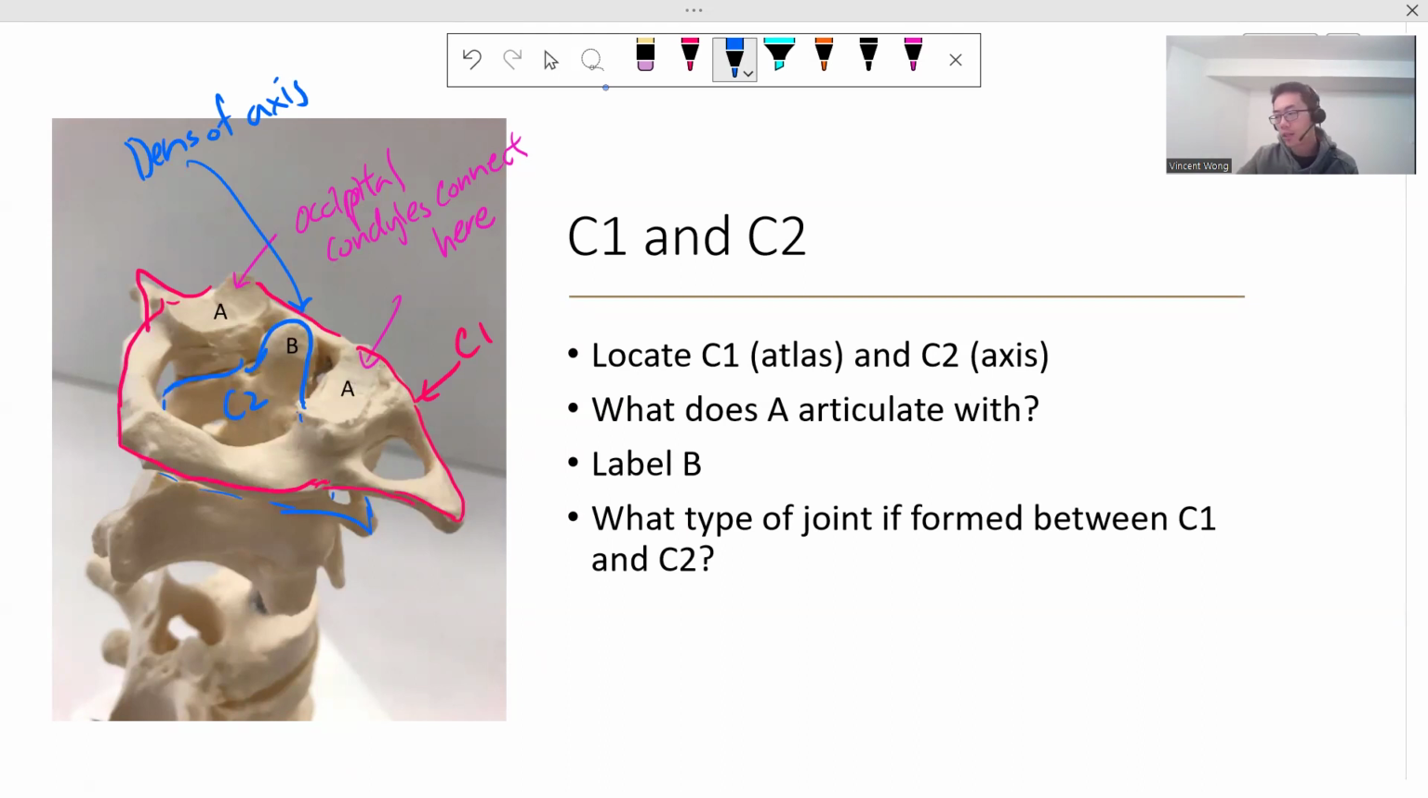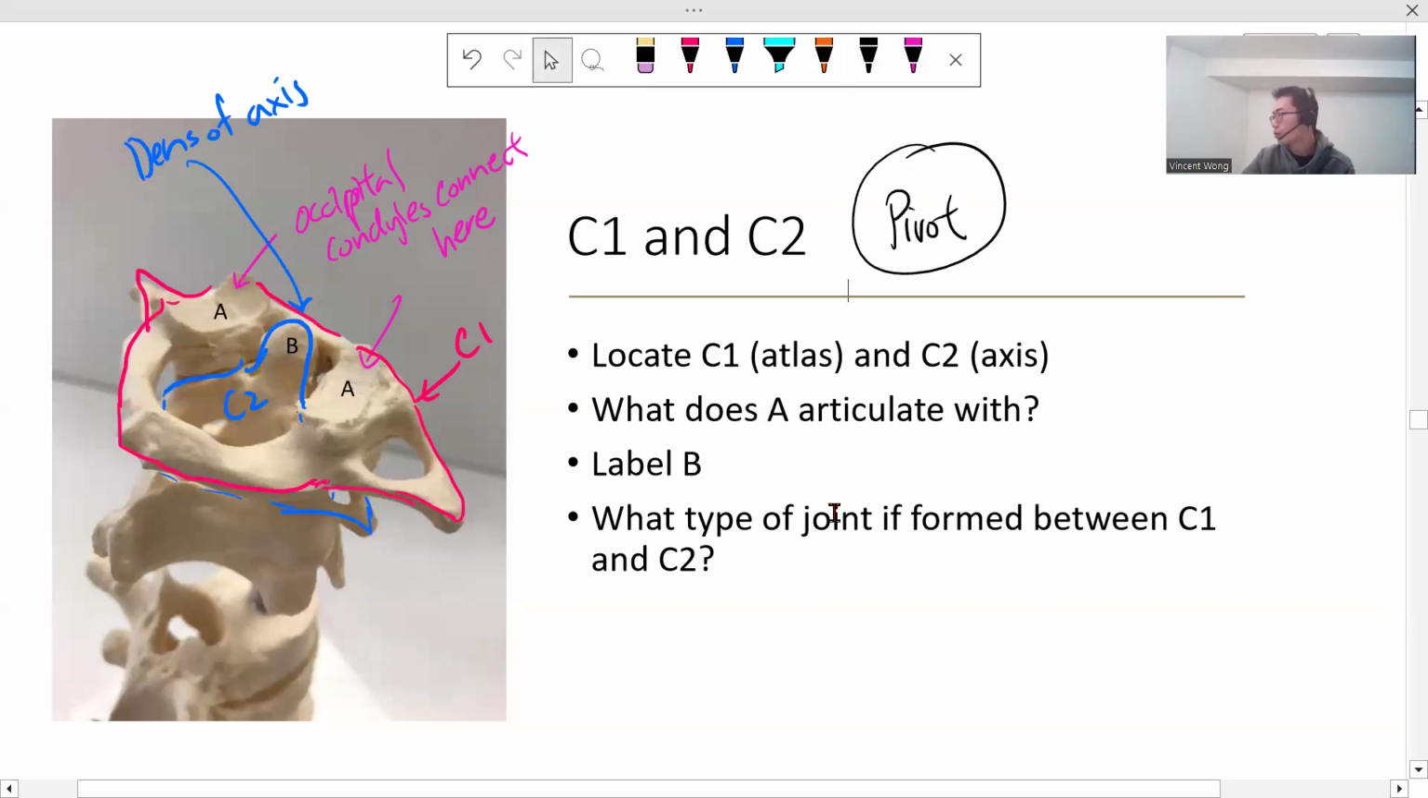And what kind of joint do they form here, the C1 and the C2? Pivot joint. That's right, pivot joint. Excellent. Allows you to shake the head from side to side.